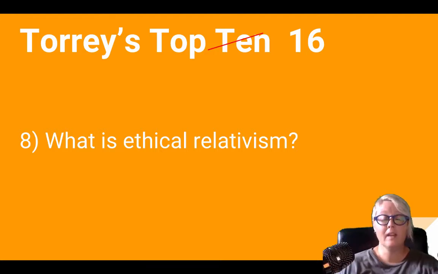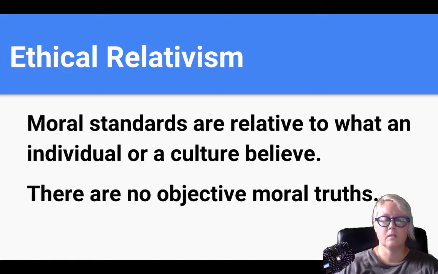Number 8, what is ethical relativism? Ethical relativism is the idea that moral standards are not objective. Rather, that moral standards are relative to what a person or a group of persons, a culture, believes to be true. So there are no objective moral truths according to ethical relativism.